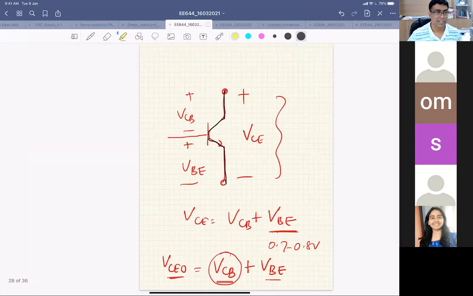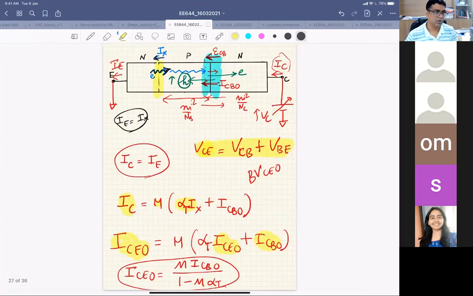So the point here is, this is just a model, and it is not a 100% accurate model. This just tells you that BVCEO is less than BVCBO by an approximate factor. When you measure, you may get a little bit of deviation, but that is fine. So what it tells you is that when your emitter is open, you have a breakdown voltage which is BVCBO. When your base is open, you have another breakdown voltage, which is BVCEO.